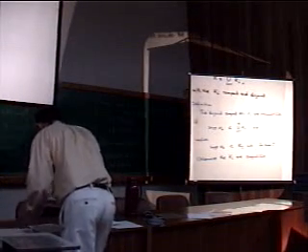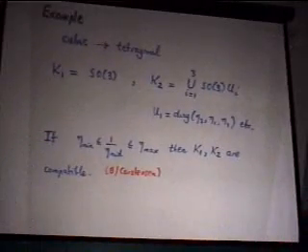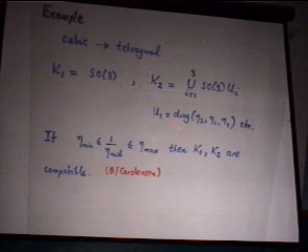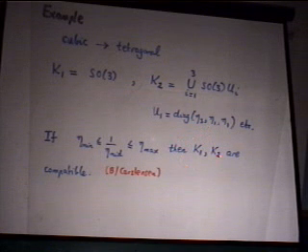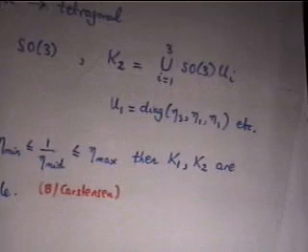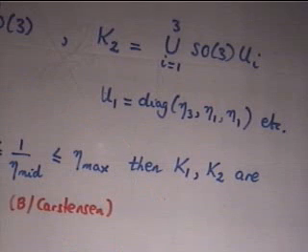Here's a more complicated example for a cubic to tetragonal transformation. Let's take K1 to be SO(3), that's the austenite energy well, and K2 to be all the martensite energy wells. So here's a result. We have these numbers eta 1 and eta 3, so I'm going to arrange them in order, and I'll write them as eta 1, eta 2, eta 3. Now, of course, eta 2 is equal to eta 1, but that enables us to define the least one, eta min, the middle one, eta mid, and the biggest one, eta max. And if these conditions are satisfied, then in fact K1 and K2 are compatible.